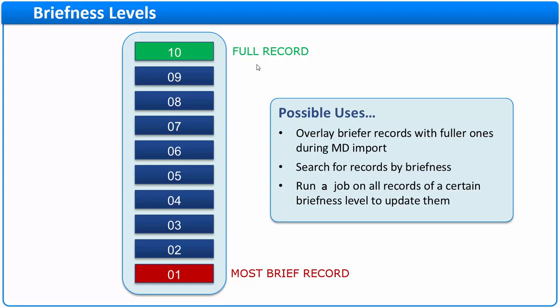We recommend you consider how you would like to define the different levels for your institution. For example, a record with no 245 field may be level 01. A record with no 050 field may be level 02 of briefness, and so forth.